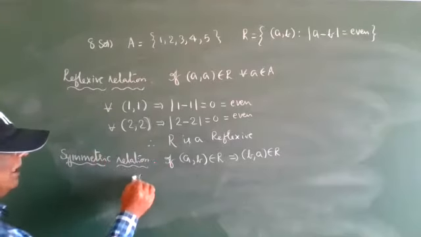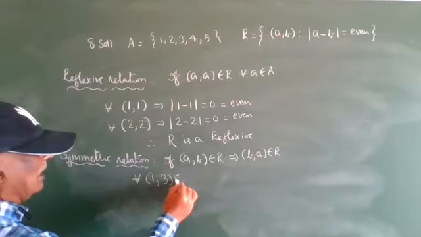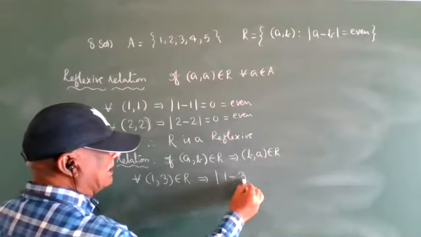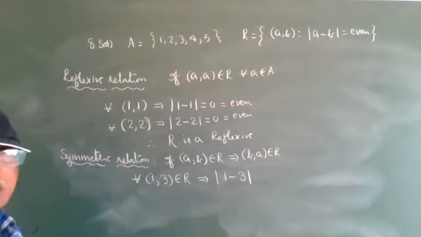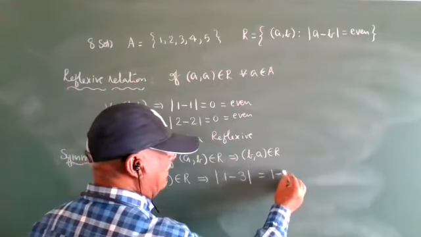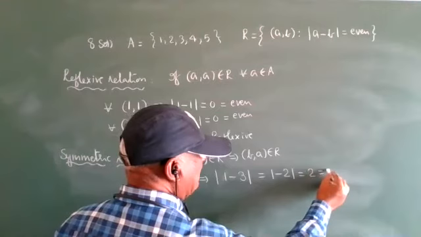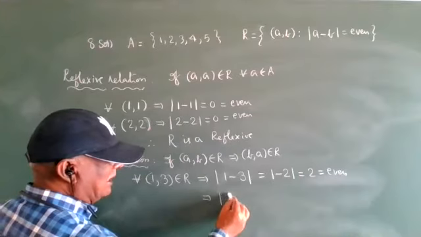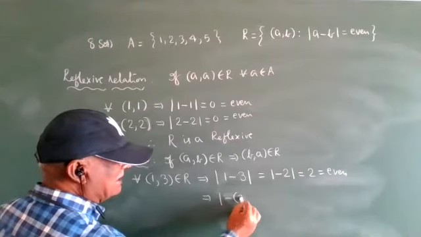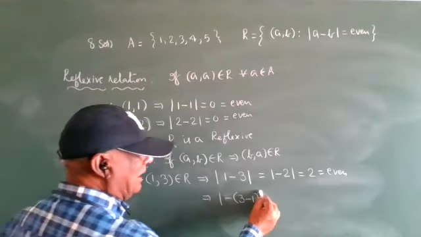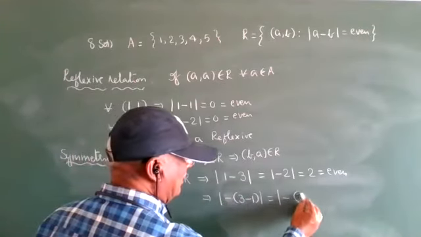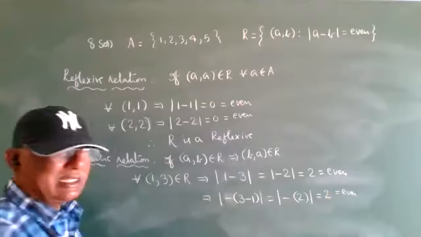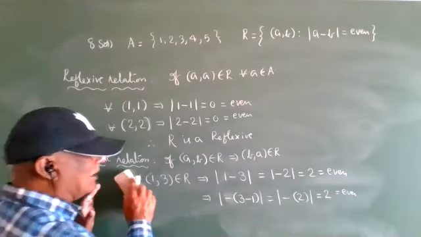So for (1, 3) belonging to R, by the definition 1 minus 3, modulus of minus 2, is an even number. Everyone see the reverse order: take minus common, minus of 3 minus 1, which is 2. It is also an even number. Reverse order is also satisfied.